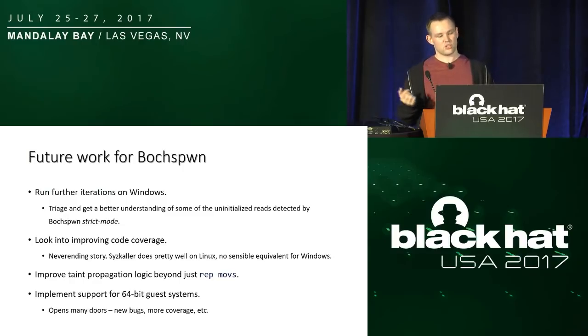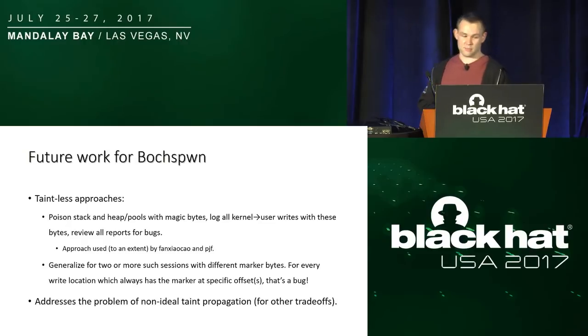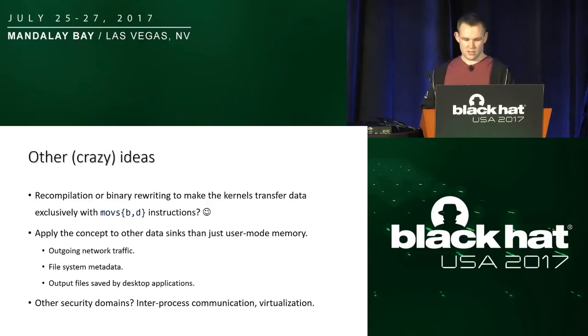We can run a further iteration on Windows. We can try to improve code coverage, which is always something that needs to be done. I can also think about improving taint propagation beyond just rep movsb, and implementing support for 64-bit guests, which should also identify a few more new bugs. There are some other, crazier approaches, such as taintless ones: not having any taint, but only looking at writes into user mode memory and seeing if any marker bytes are being leaked there. This addresses the problem of non-ideal taint propagation, but it has other problems as well.